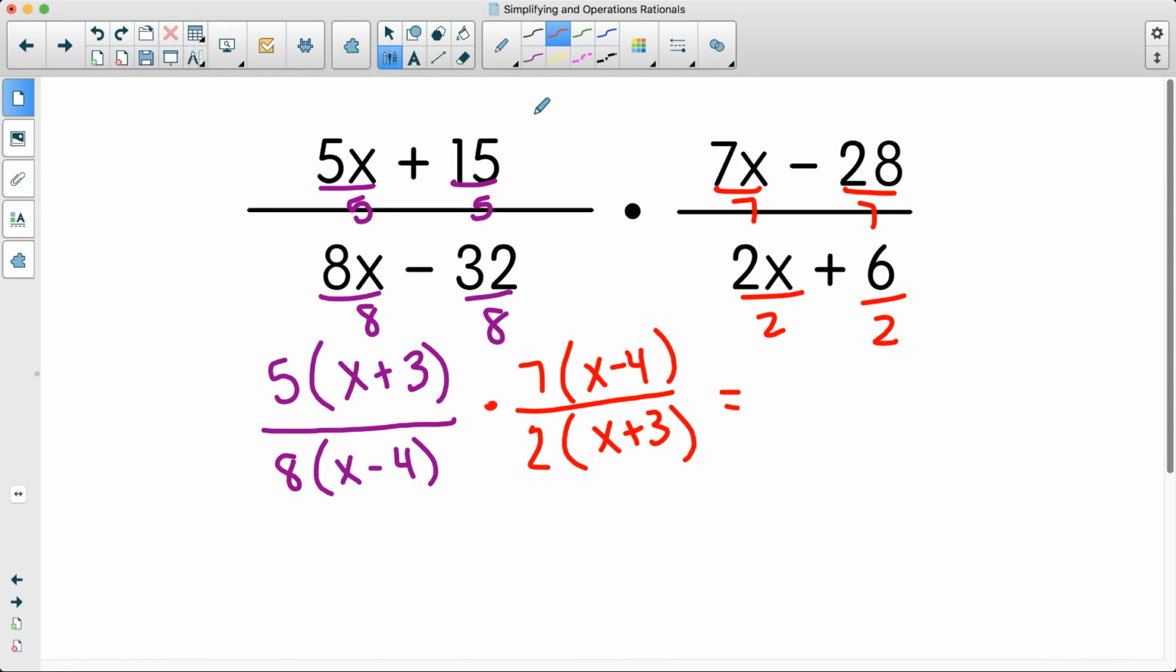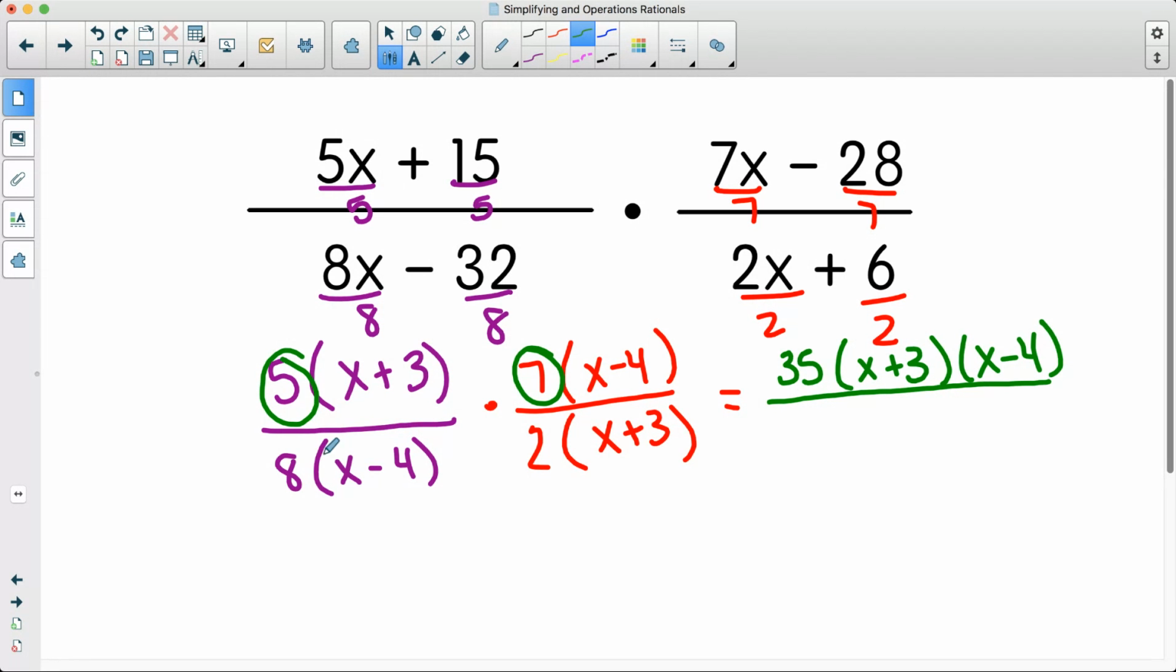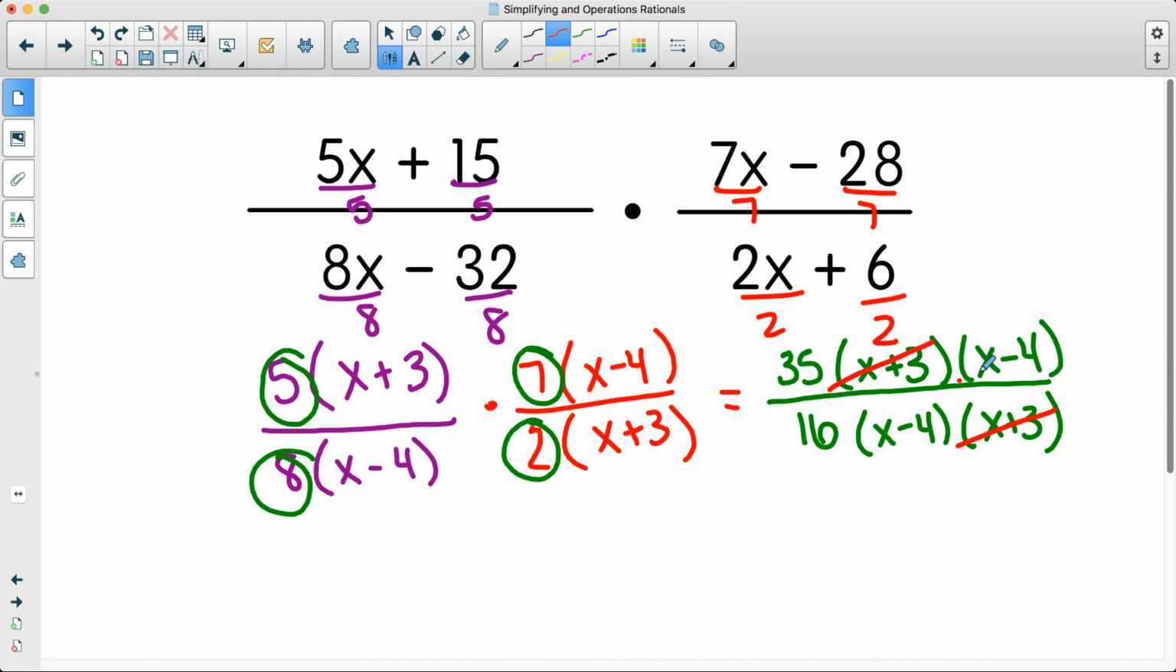So I have this 5 on the left times 7, and I'm just going to go ahead and multiply those. 7 times 5 is 35. Then I've got the two binomials, x plus 3 times x minus 4. In the denominator, I've got 8 times 2, which is 16. Then I've got x minus 4 times x plus 3. So now let's cancel out what is the same in the numerator and the denominator. X plus 3, those are gone. X minus 4, x minus 4. The only thing left is 35 over 16, and that's your final answer.